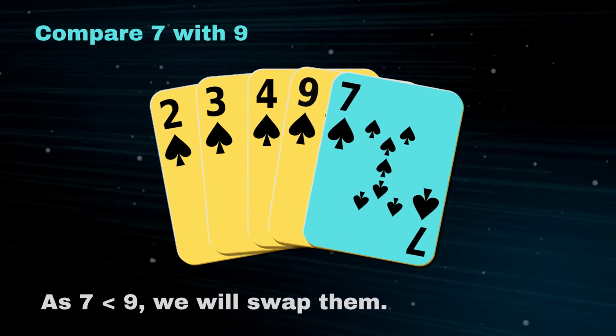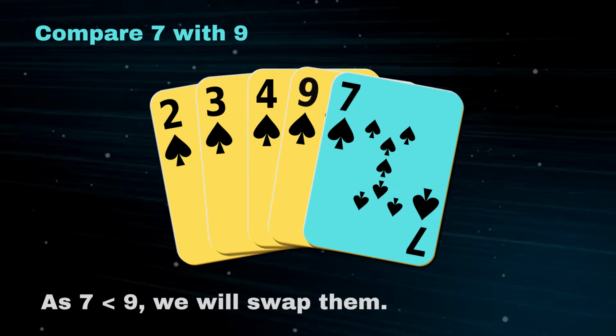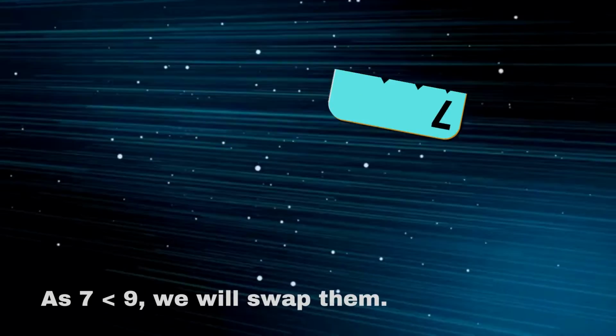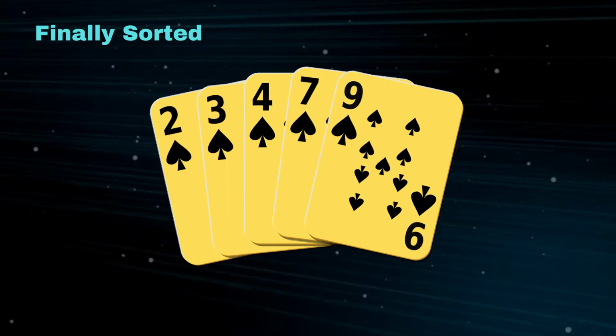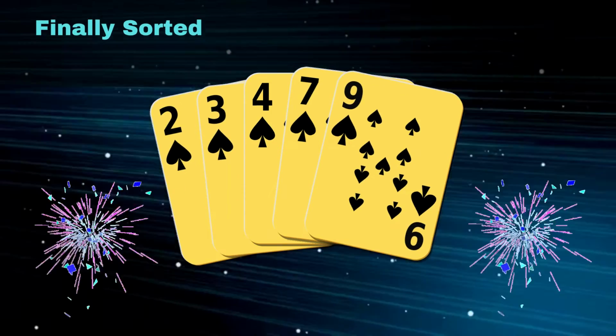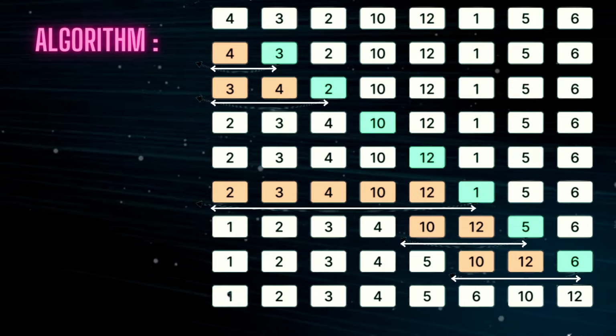Next we move to the last card, that is 7. 7 is less than 9, we'll swap them again. And boom, the cards are finally sorted now. Now let's have a closer look at the algorithm.